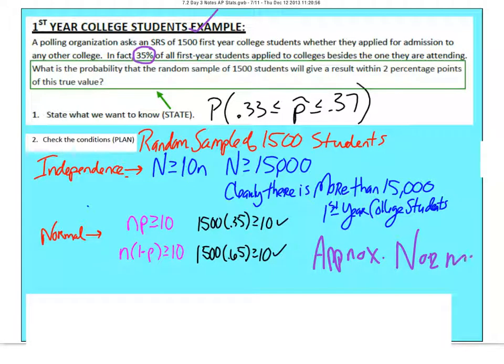Now, the other thing I need to highlight: notice I didn't say it's normal. I said it's approximately normal. This is incredibly important. You kind of want to be wishy-washy here. If you said when you check this condition that it's normal, that is not true. It is not exactly normal. You must cover yourself and say the words approximately normal.